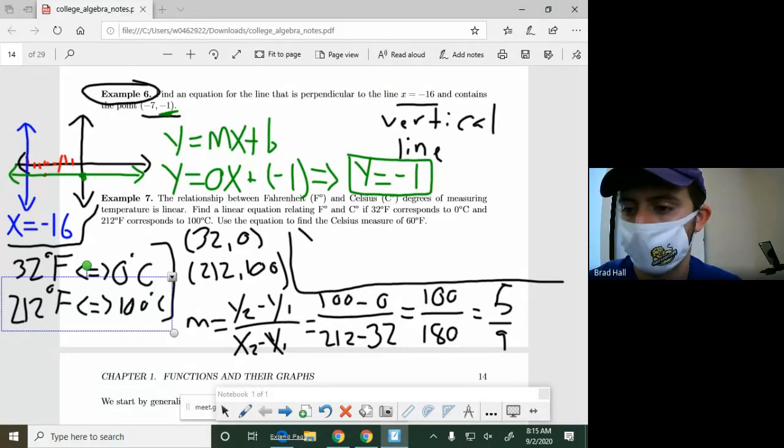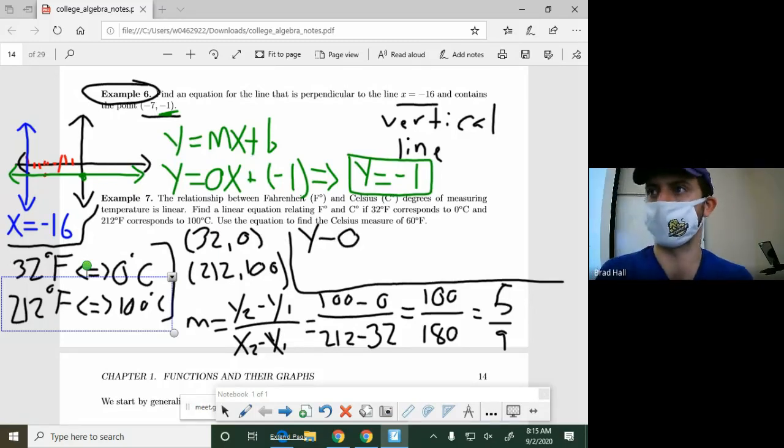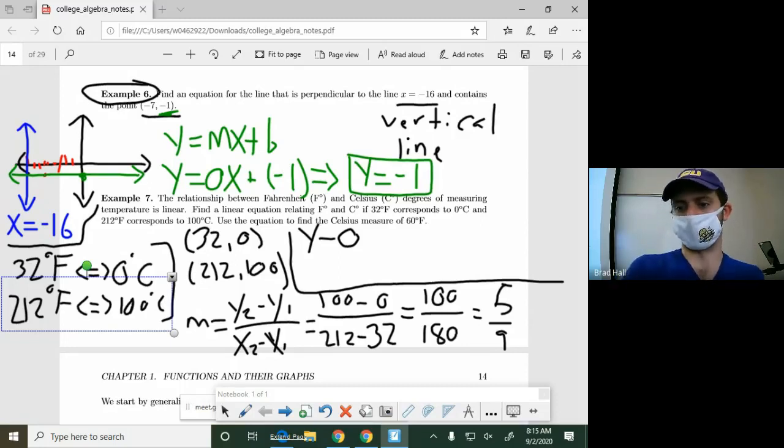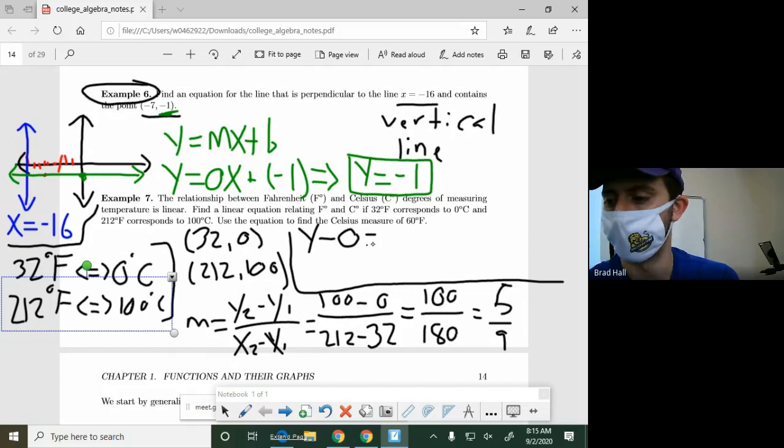which is y minus y1, and y1 is 0. I mean, really, you could pick either point, but we did choose y1 to be 0, is equal to m times x minus x1.